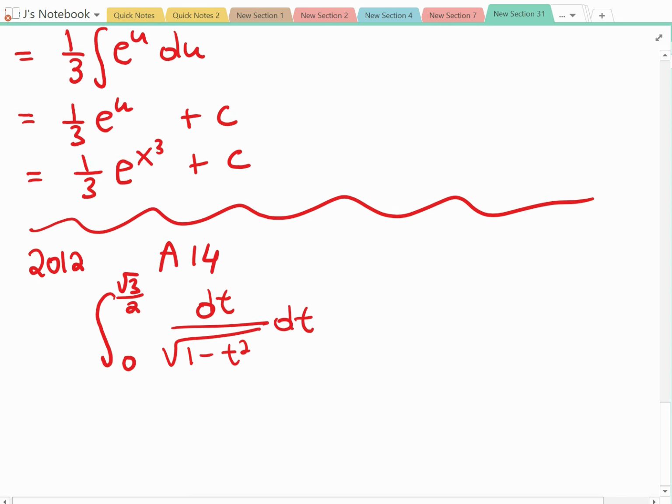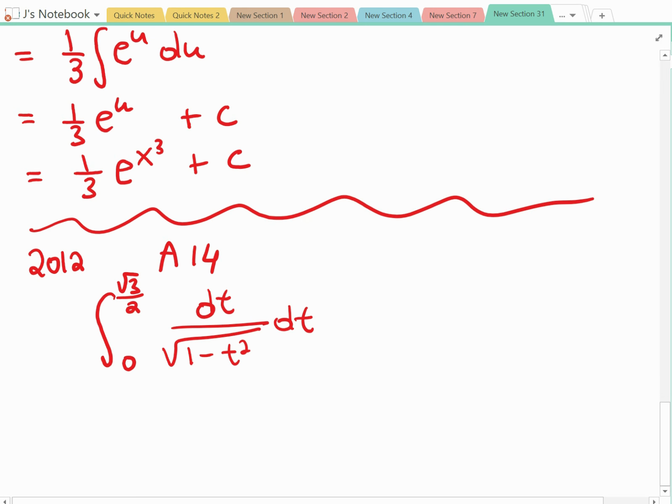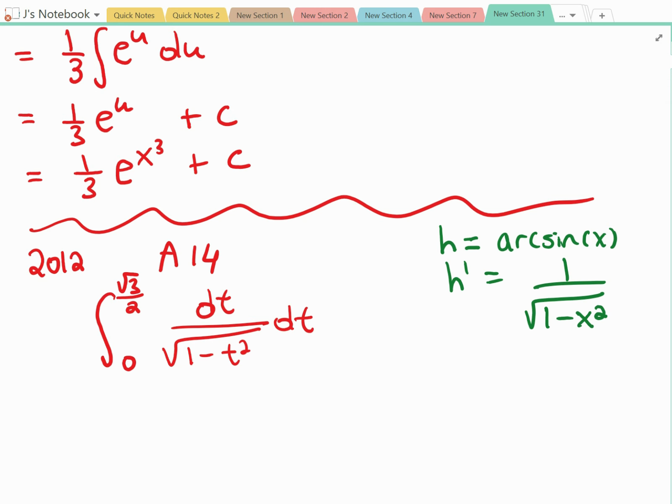Okay, this is one of your memorized integrals. You know that if h of x is equal to arcsine of x, then h prime is equal to 1 divided by the square root of 1 minus x squared. So we have that as one of the derivatives that you have to memorize. And having that derivative memorized tells you that the antiderivative of 1 over the root of 1 minus x squared is arcsine.